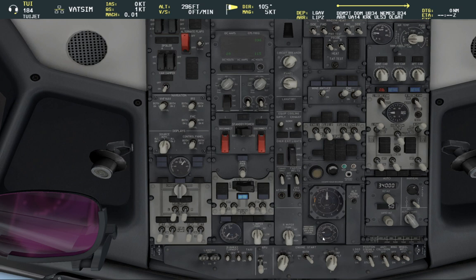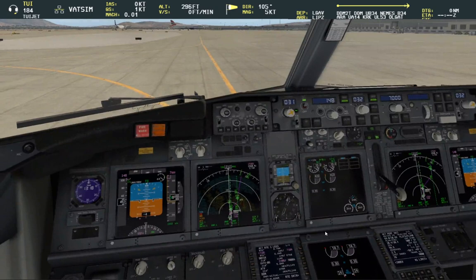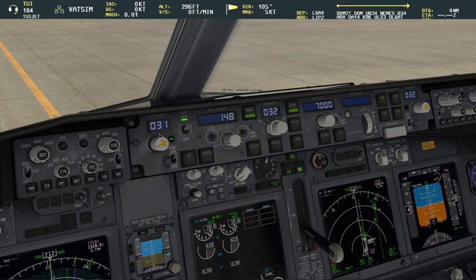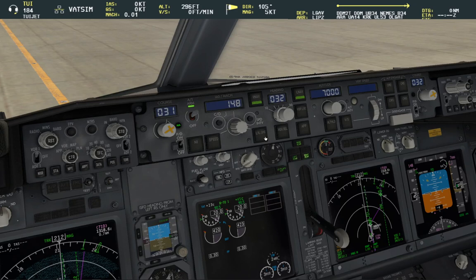Pack auto, APU off. Then review 7,000 feet, runway heading. Set parking brake. Park brake set. Disconnect tow, standby. Yeah, here the left mouse button doesn't work anymore.